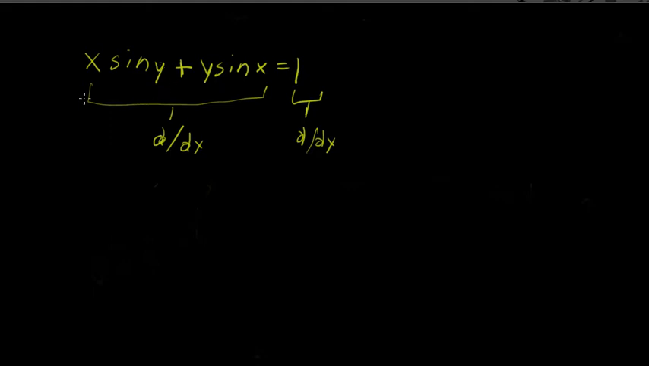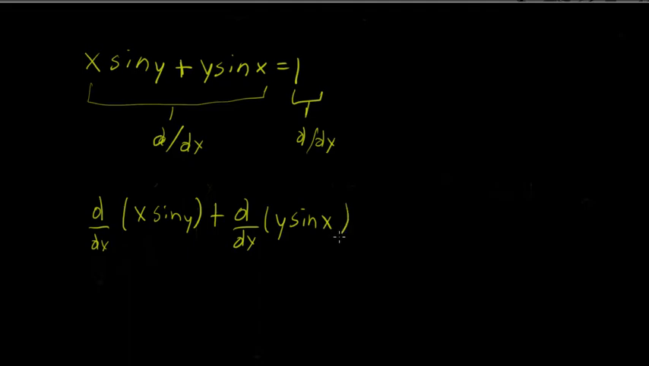So first we'll look at these terms here. We use the product rule. I'm just going to go ahead and write everything out: the derivative of x sine y, plus the derivative with respect to x of y sine x, equals the derivative with respect to x of 1. We can just look and see that this is 0, right? The derivative of a constant is always 0.